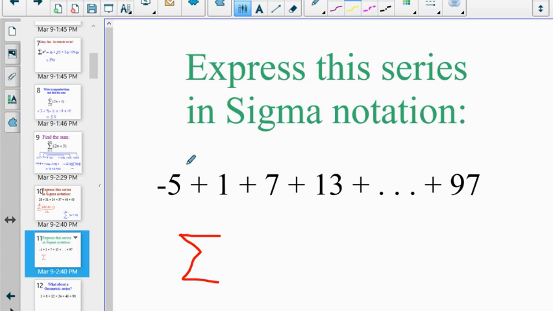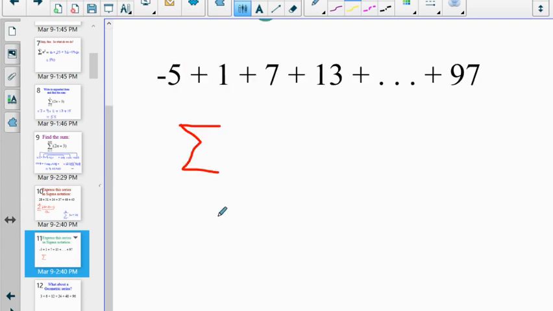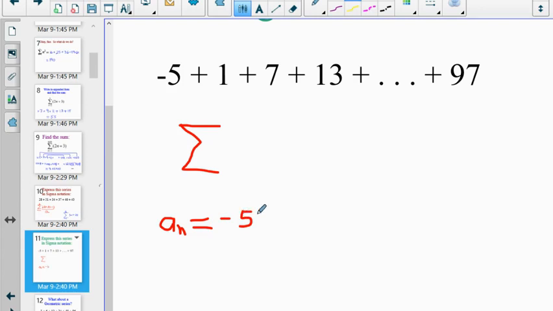Let's see. I've got 1, 2, 3, 4, question mark. How many terms are here? Now I'm going to have to do a little bit of work here. I'm going to say that the nth term of this sequence of numbers that are being added together is the first term plus the common difference. We're increasing by 6 times n minus 1. And I want to find out what number term is 97.